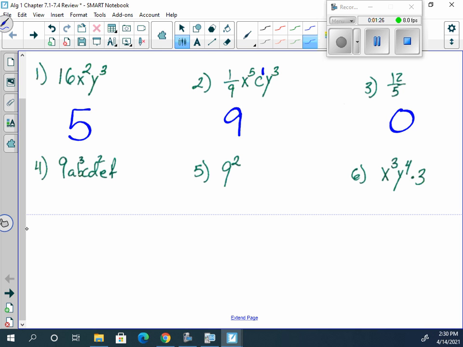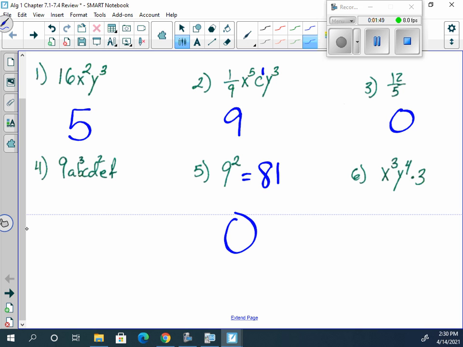Well, it has 9 squared, yes? Well, what is 9 squared? It's 81, isn't it? Are there any variables? So the degree is 0. On any of these like that, if there's no variables, the degree is 0. I threw that one in there just to see if y'all would catch that.